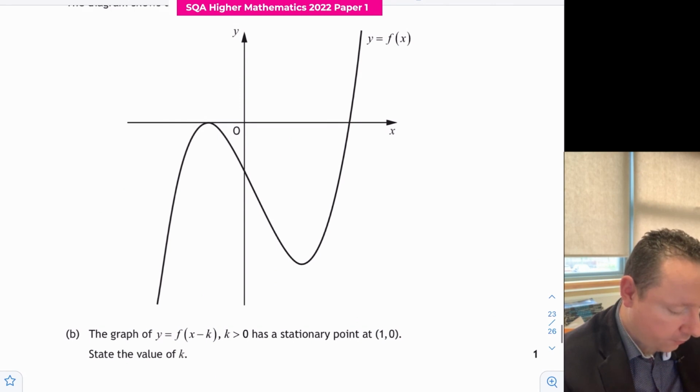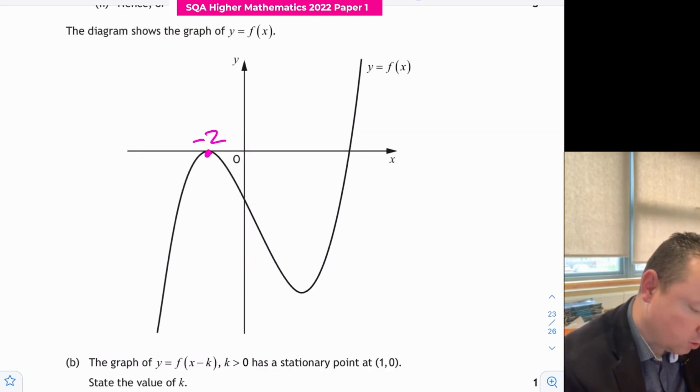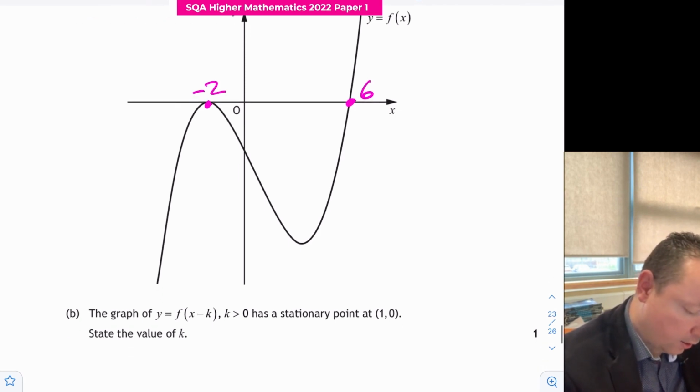The graph of f of x minus k has a stationary point at 1, 0. State the value of k. We know that this must be minus 2 because it's crossing the axis there, and this must be 6. Now, if this has a stationary point at 1, 0, that means that this must have shifted along to the number 1. There's 1 there.